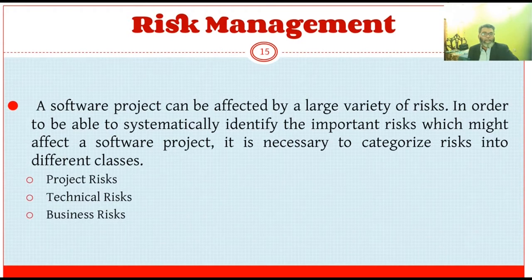Project risk is concerned with various sorts of monetary funds, schedule, personnel, resource, and customer related issues. A vital project risk is schedule slippage. Since computer code is intangible, it is terribly tough to observe and manage a computer code project. It's terribly tough to manage something that cannot be seen. For any manufacturing project, like manufacturing cars, the project manager can see the product taking form.